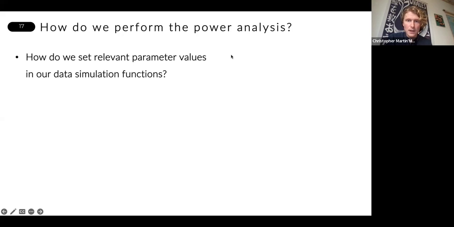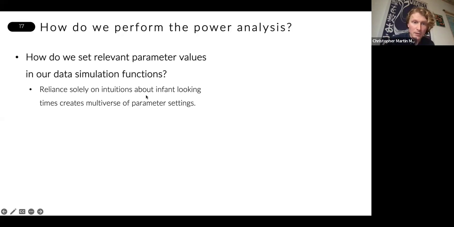And now you've gained familiarity with simulation, right? Data simulation. And how do we set these relevant parameters? And again, this is just what I said, right? Reliance on these intuitions about infant looking times that we maybe have, and that may be right or maybe wrong, really creates this multiverse of parameter settings where we don't know what the influence of setting a certain parameter in a certain way is. And we need to be aware of those influences.